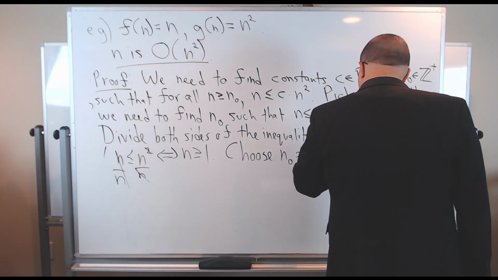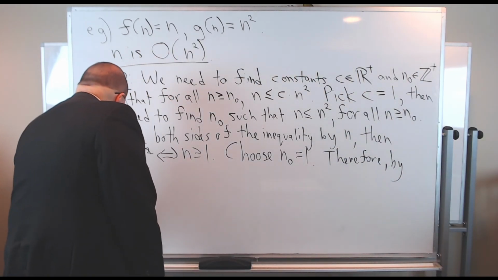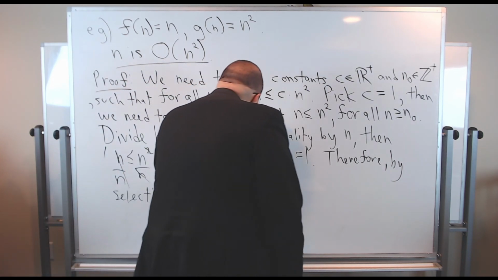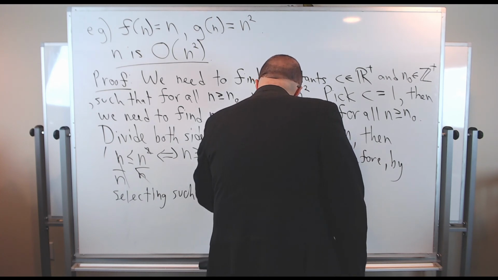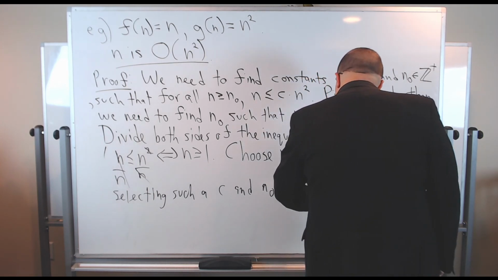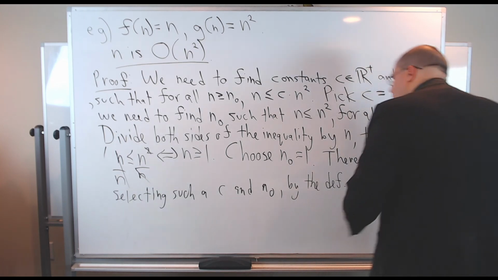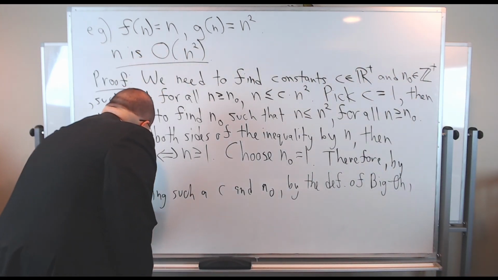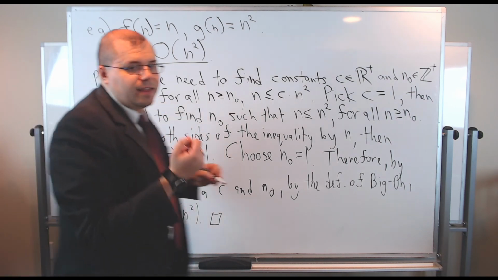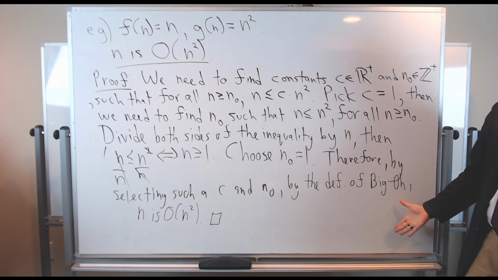Therefore, by selecting such a c and n0, by the definition of big O, n is big O of n squared. And I use this box to indicate that I'm done my proof. So by doing this, now I've proven to you that n is big O of n squared.